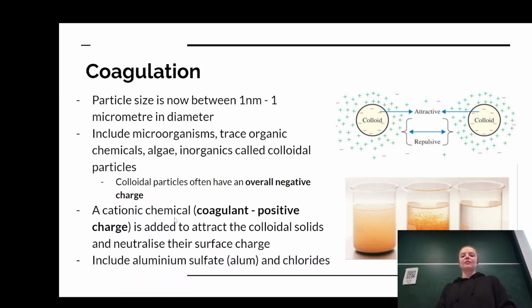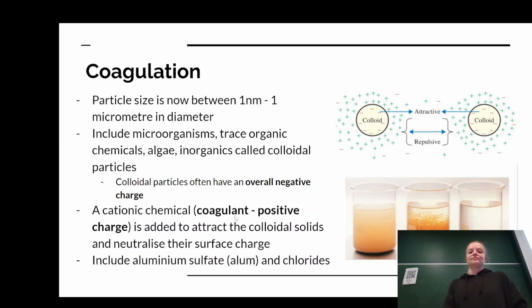A cationic chemical, a good way to remember what a cation is: if you think of a cat, you think, oh, cute, fluffy, happy, positive, they give you positive vibes. A cation is positively charged. An anion kind of sounds like an onion. Onions make you cry, negative vibes. An anion is a negatively charged ion.